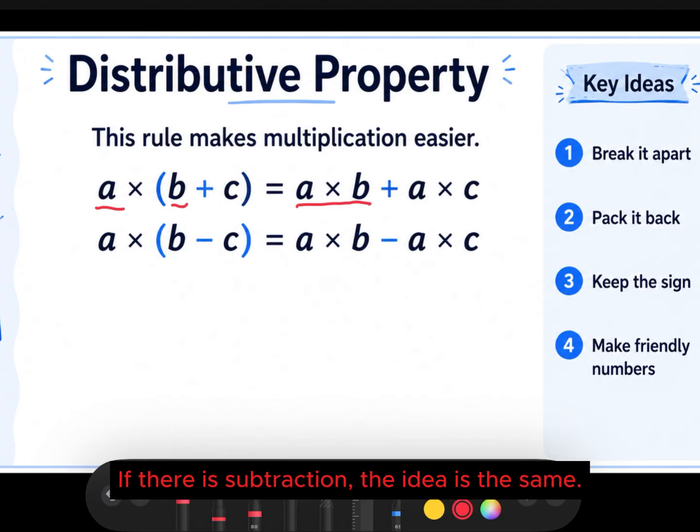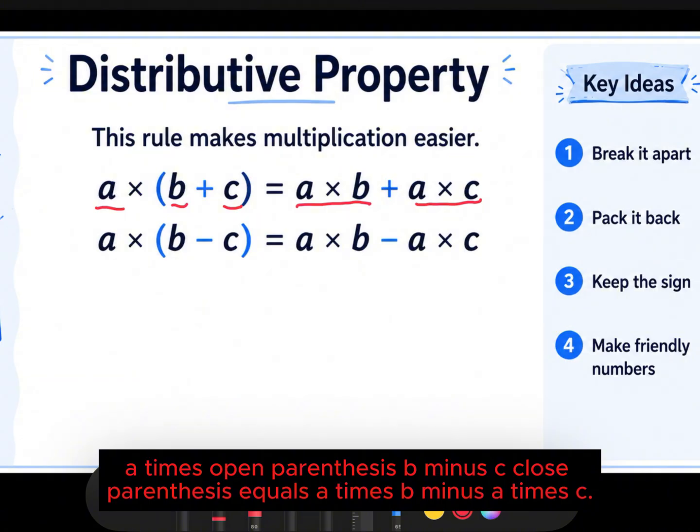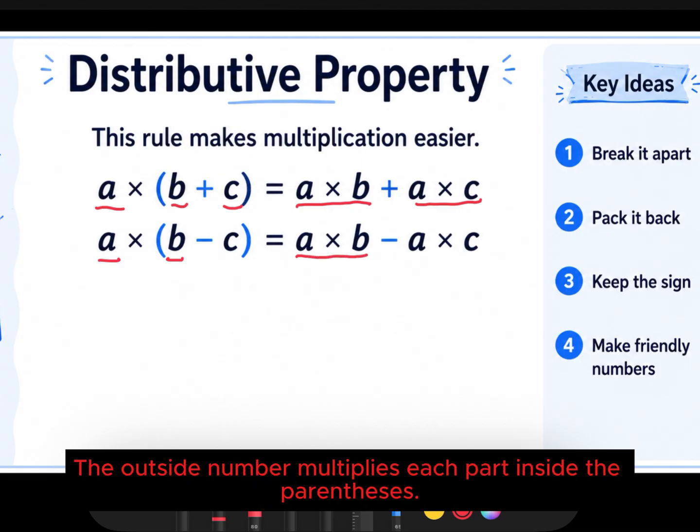If there is subtraction, the idea is the same. A times open parenthesis B minus C close parenthesis equals A times B minus A times C. The outside number multiplies each part inside the parentheses.